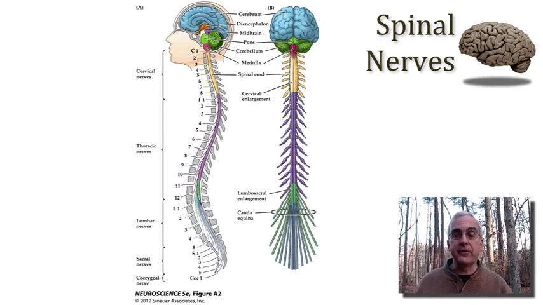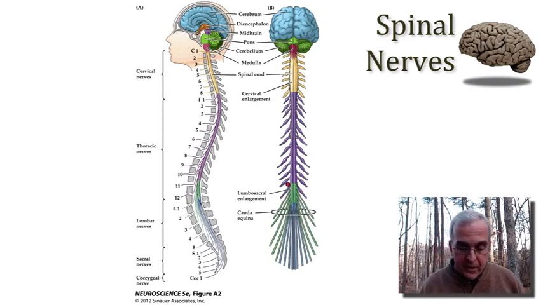If we're talking about, for example, the L2 level, you need to understand, are we talking about the spinal nerve? Are we talking about the vertebra or the vertebrae itself? Or are we referring to the segment of the spinal cord? And I'll always try to be clear about that as we're talking about these anatomical issues.